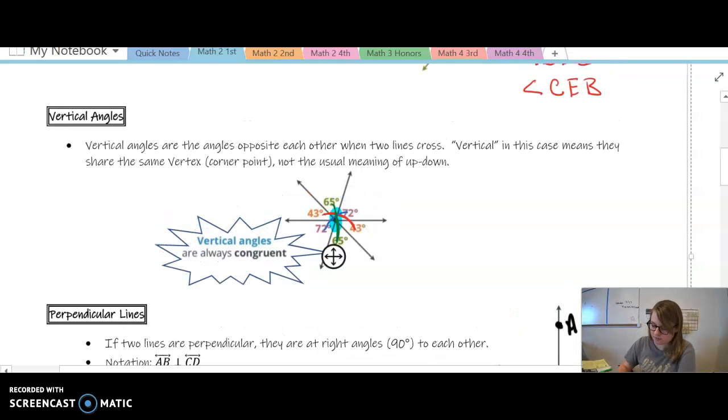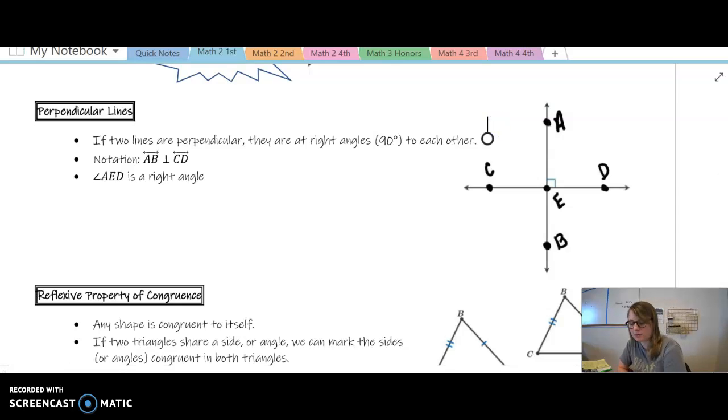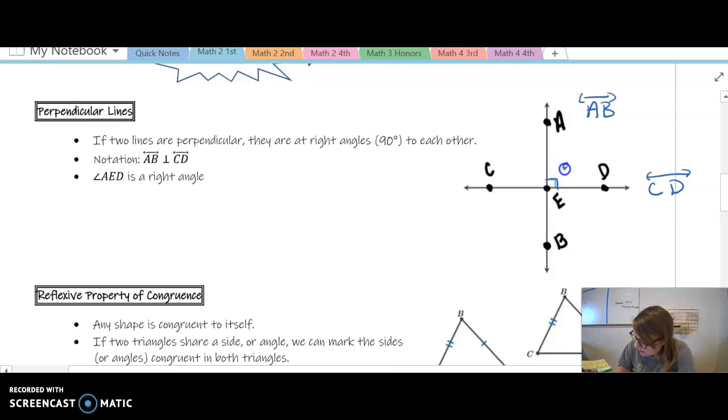Alright, so then let's move on to perpendicular lines. If 2 lines are perpendicular, they are at right angles to each other. So we have AB is perpendicular to CD. So these 2 lines are perpendicular to each other. This angle right here is 90 degrees. This angle right here is 90 degrees. This angle right here is 90 degrees. And this angle right here is 90 degrees. And we would say that they cross at E.